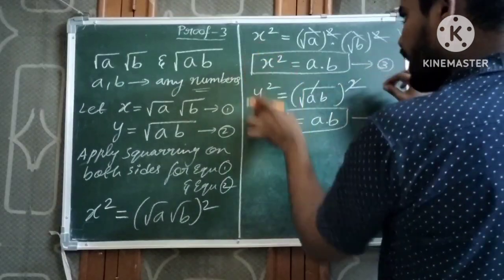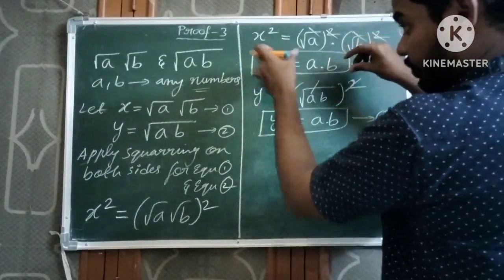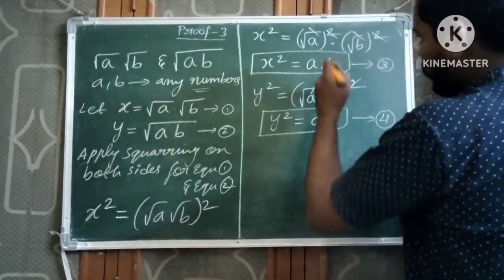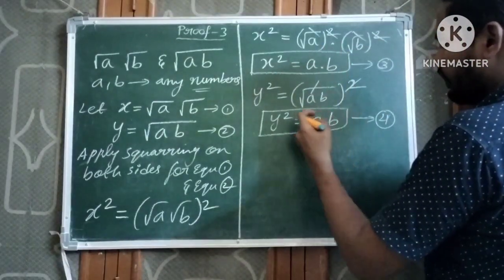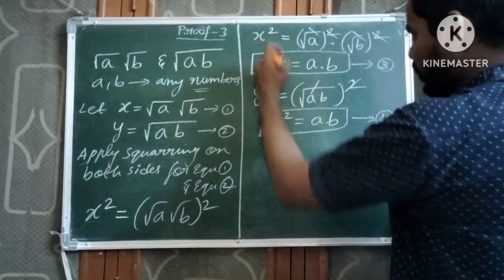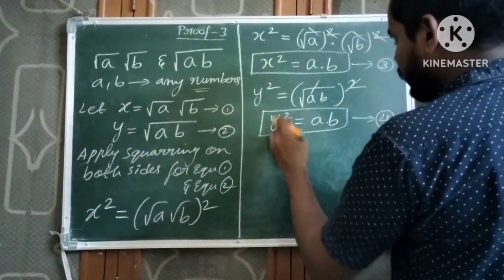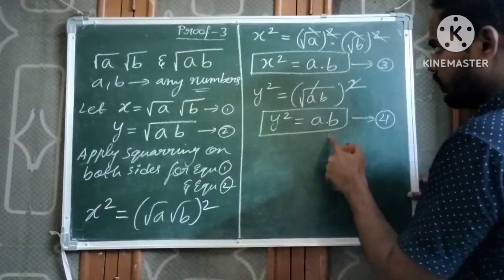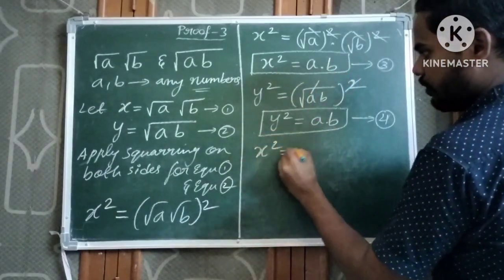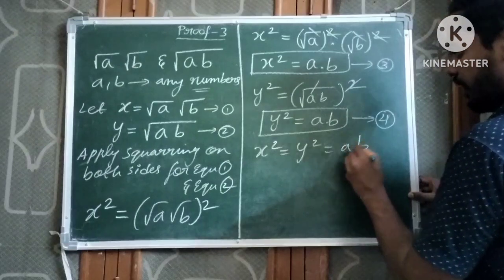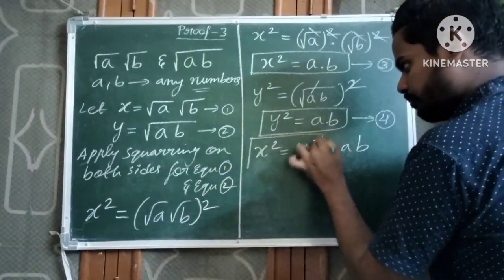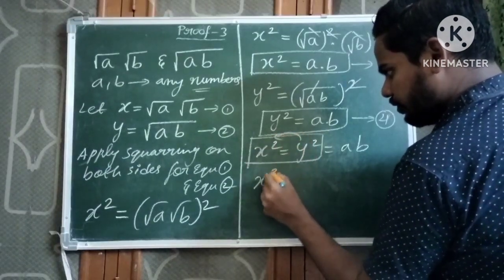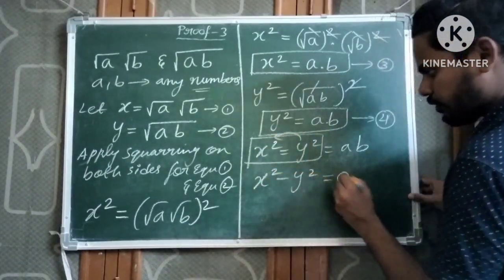Here LHS terms are different, but RHS terms are the same. Okay? So if RHS are equal, automatically LHS are also equal. So x square is equal to AB, y square is equal to AB. AB is the common term. So x square is equal to y square is equal to AB. So from this relation, x square is equal to y square. Transpose y square, you will get x square minus y square is equal to 0.